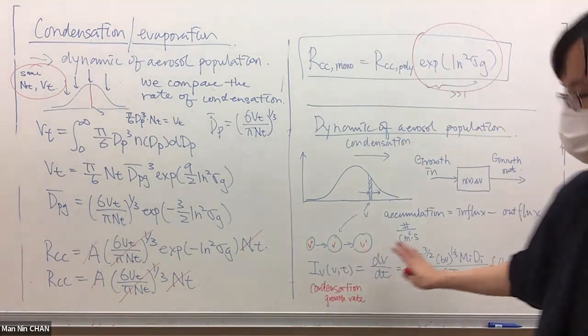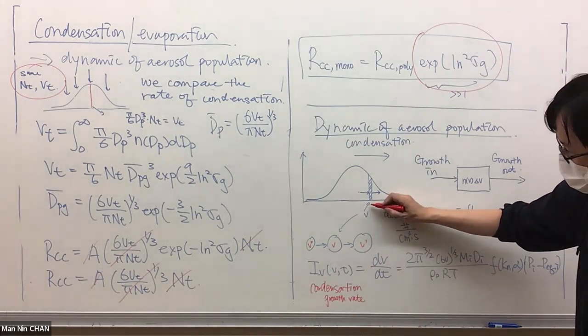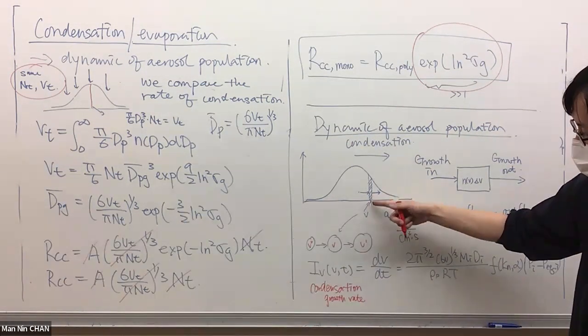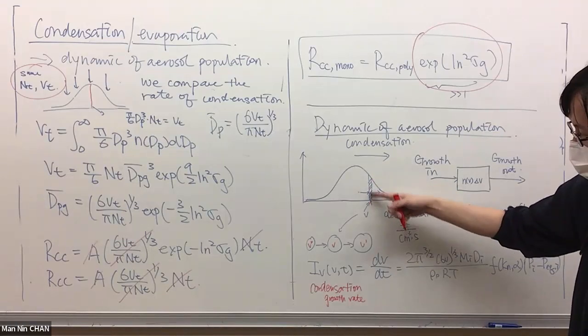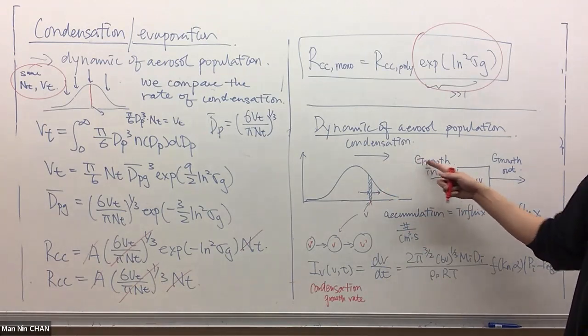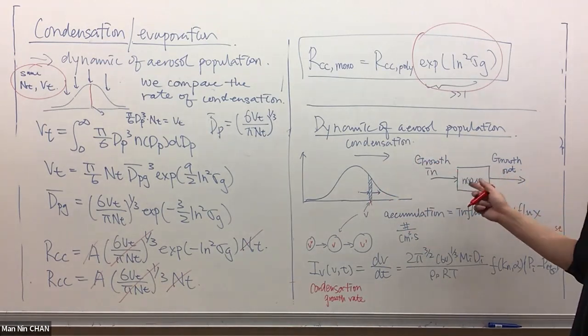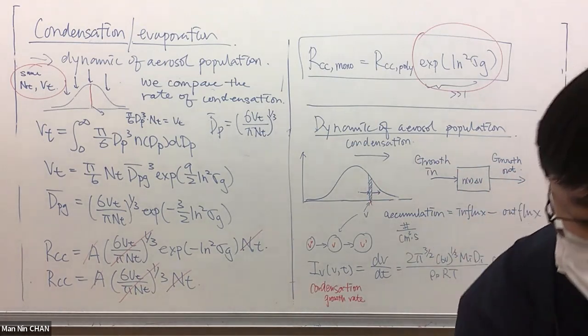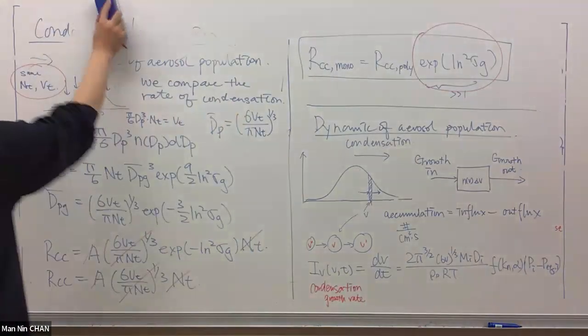Are you okay with this? Basically, you are looking at, for a given particle volume, or different size, the number within this size bin or volume bin, which will depend on the growth in rate or the growth out rate. This is looking at the accumulation here, the mass change, or the number concentration change.